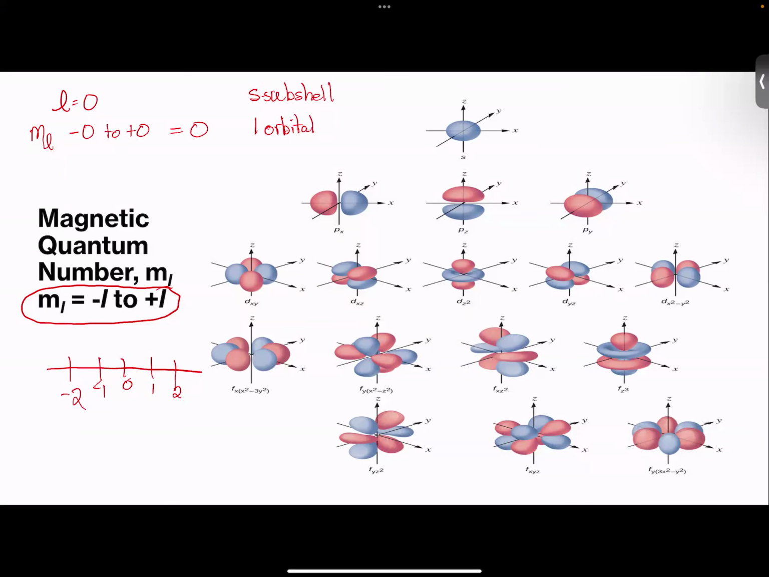When L was equal to 1, then m sub L could be negative 1 to plus 1. If you look at that on a number line, it could be a negative 1, a 0, or a 1. Any of these 3 numbers. 3 numbers, 3 orbitals.